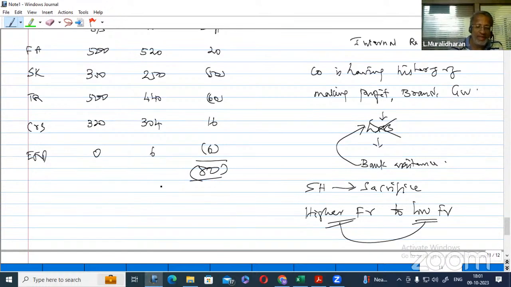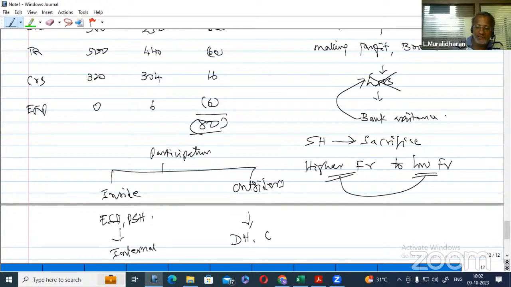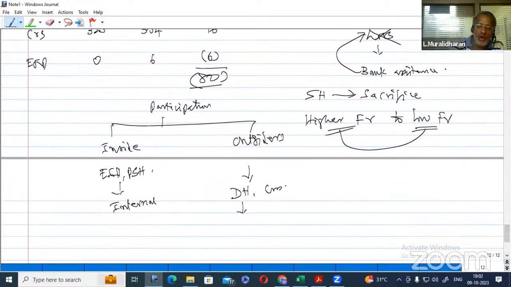If the participation is from inside, that is only from equity shareholders and preference shareholders, then it is internal reconstruction. If outsiders are also participating, who are outsiders? Debenture holders, creditors. When they are participating, then you call this a reconstruction scheme. Is that right? So, reconstruction account. All these sacrifices, what we are talking about, will be pooled.